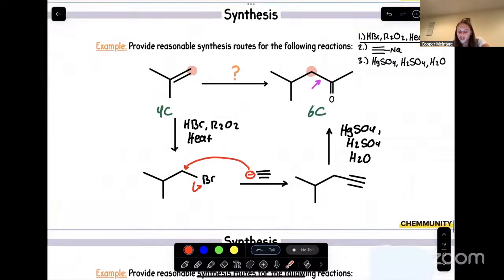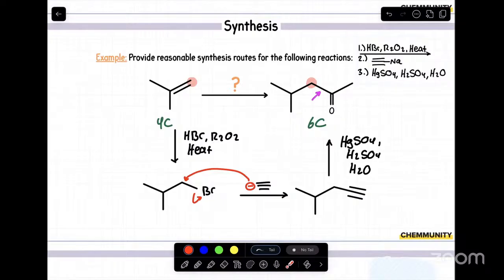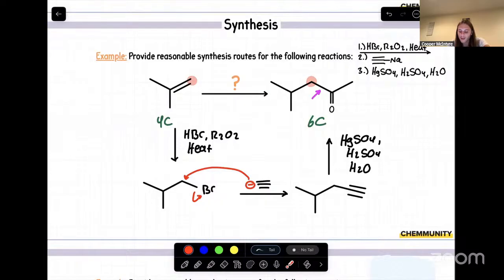There is a question in the chat. It says, sorry, did we add an extra carbon during the alkyne step? In terms of adding to the carbon chain, or like an extra one by mistake? Sorry, it looked like it was an extra one by mistake, but I could be wrong. Where the Br left. Okay. So right here, in terms of where this one is? Yes, great question.